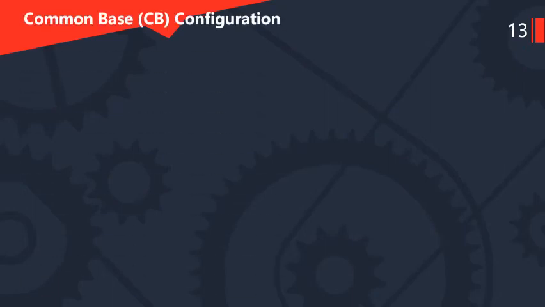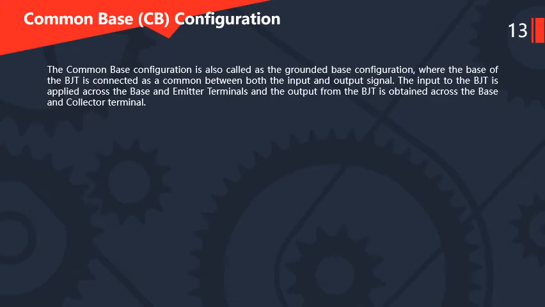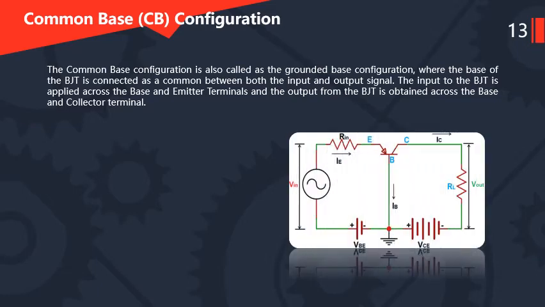So the first one is the common base configuration. The common base configuration is also called the grounded base configuration, where the base of the BJT is connected as a common between both the input and output signals. The input to the BJT is applied across the base and emitter terminals, and the output from the BJT is obtained across the base and collector terminals. So this is the diagram for the common base configuration.